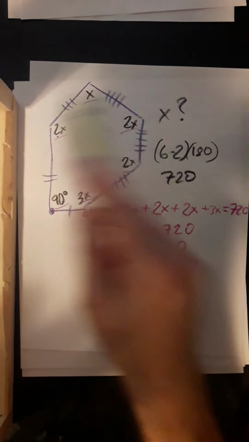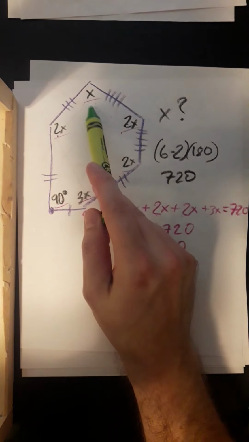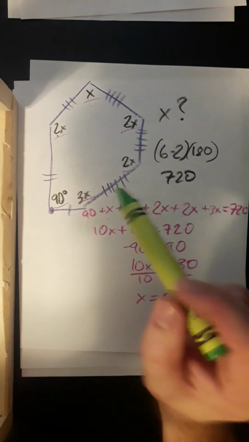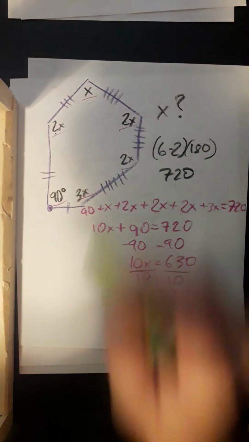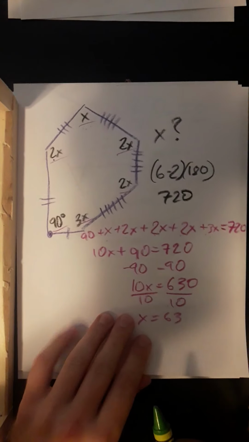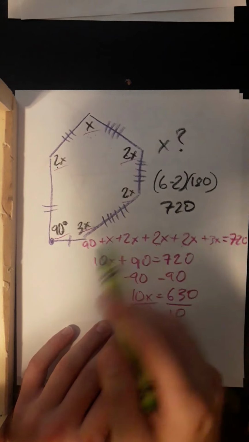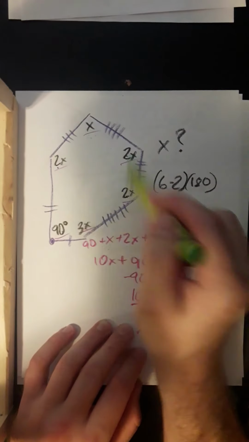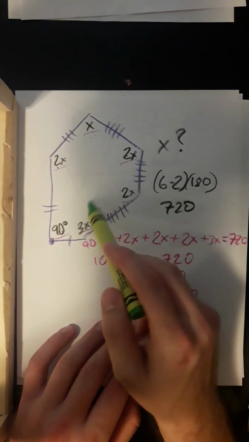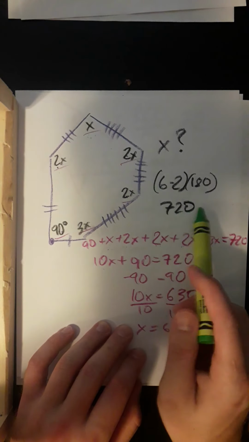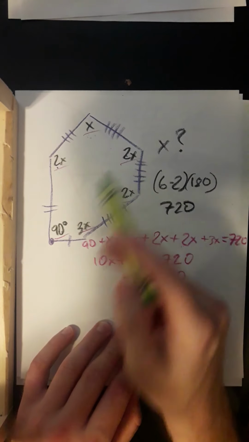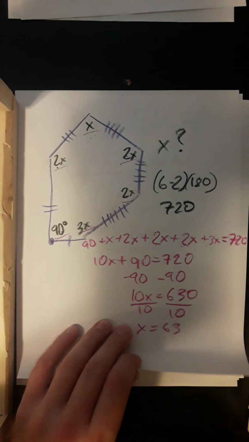I haven't solved for any angle. I guess this angle is x, so I have solved for this guy, but I'd have to plug this x back in to find any of the other angle measures. Either way, whenever you're dealing with a problem like this, find the number of sides, take away 2, multiply by 180. That gives you the sum of all of them, and then just add all of them up and set it equal to that number.